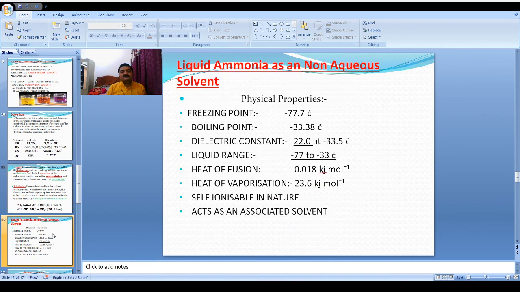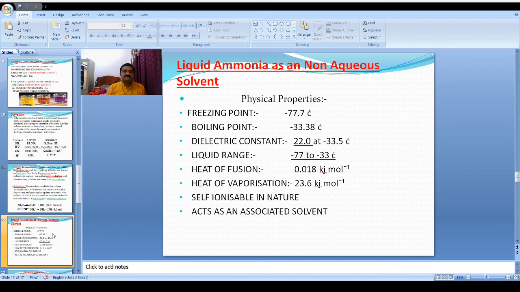Then the next example: the first is liquid ammonia as a non-aqueous solvent, and the second one is sulfur dioxide used as a non-aqueous solvent. Here are some physical properties. The freezing point is -77.7 degrees, the boiling point is -33.38 degrees Celsius, the dielectric constant is 22.0 at -33.5 degrees Celsius, and the liquid range is -77 to -33 degrees Celsius.